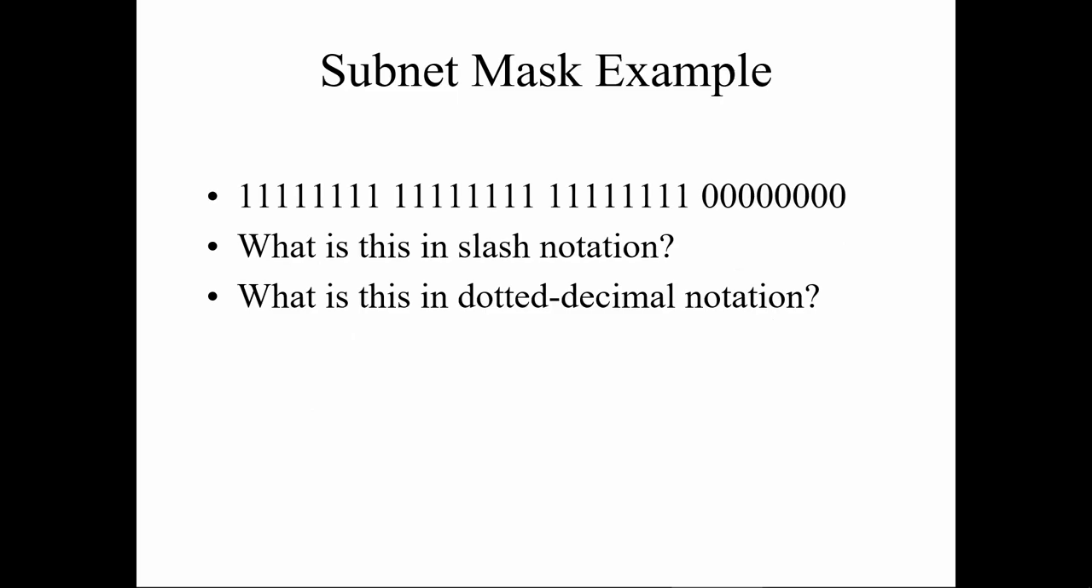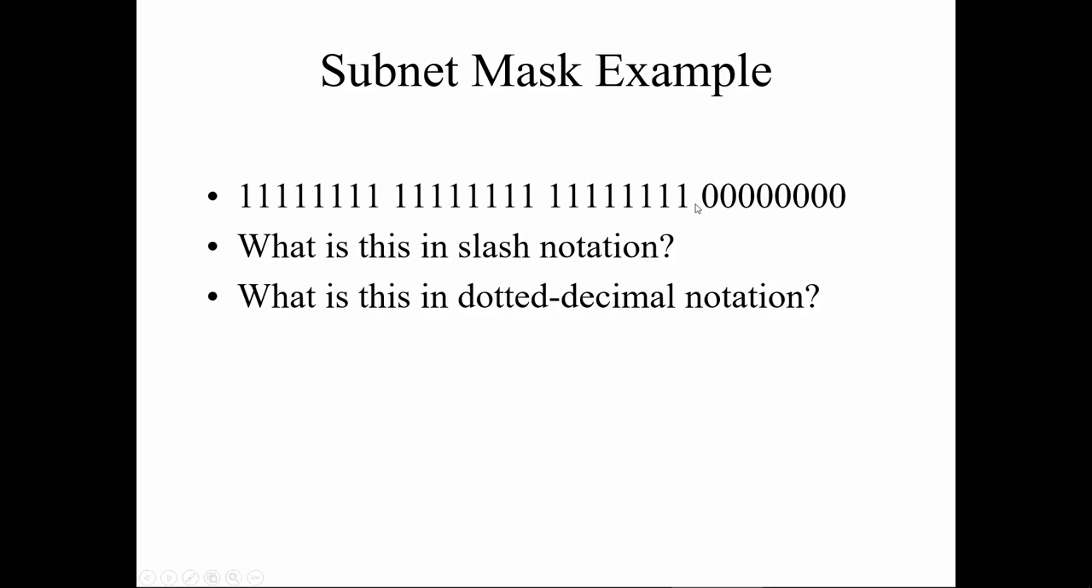So here it is broken up for you in binary. Again, notice 8 bits space 8 bits space 8 bits space 8 zeros. How many ones are there? There are 24 ones. So in slash notation, that'd be a slash 24. In dotted decimal, it'd be 255.255.255.0.